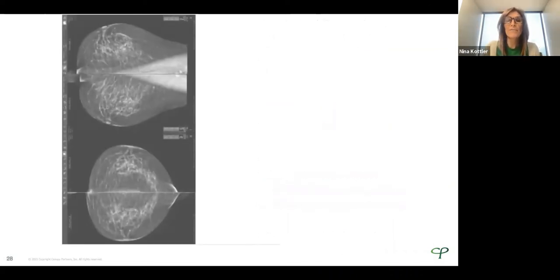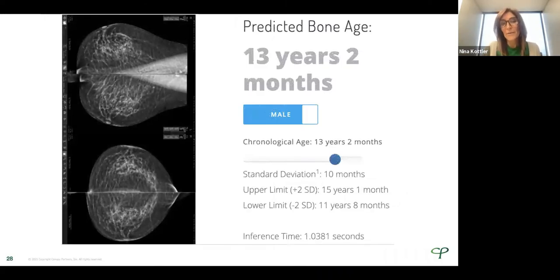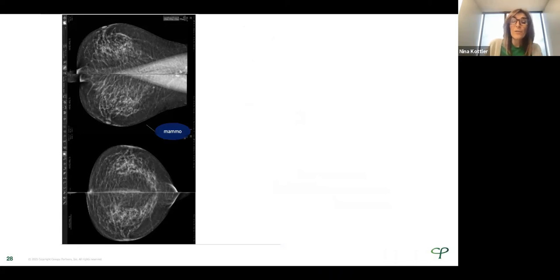I thought, well, what would happen if I sent an inappropriate exam? So I just grabbed a mammo, flipped it on end and said, well, what happens if I send this? I mean, it's clearly not even the right modality. Well, the AI evaluated it and it told me it was a 13-year-old 2-month male. Now, if the algorithm knew that this was a mammogram, then it wouldn't have evaluated that. And that would be important for data orchestration.